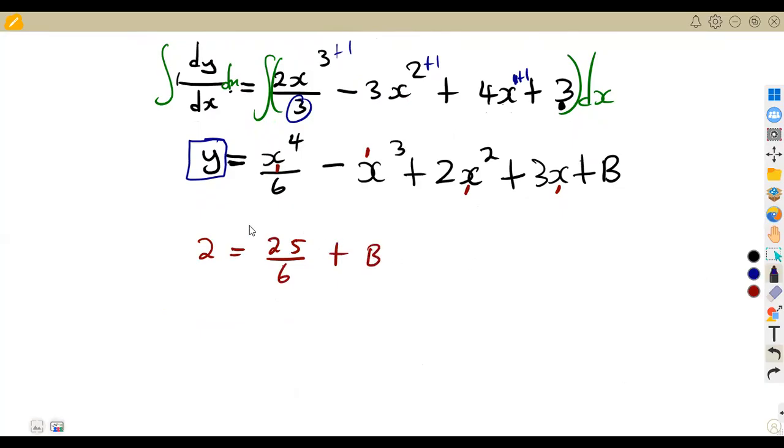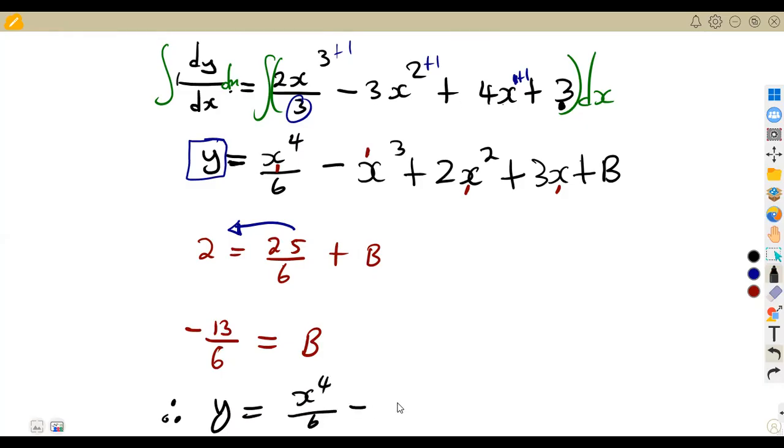All right, so transpose the 25 over 6 to the other side, you subtract. That was going to give us negative 13 over 6. So that was negative 13 over 6 equal to b. So therefore, at the end, we are going to say our y in this case is given as, we substitute now back the b that we got. So that was going to be x to the exponent of 4 over 6 minus x to the exponent of 3 plus 2x to the exponent of 2 plus 3x plus the b, which is negative 13 over 6 in this case.